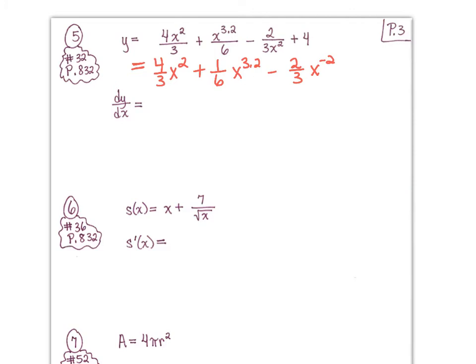Just 4 stays there, right? Because it's just a constant. So in order for us not to change the equation, we just leave that there. Okay? And then you find the derivative of this. Now it looks like we can apply those rules from page 1 to this. All right, let's find the derivative. What do we get?